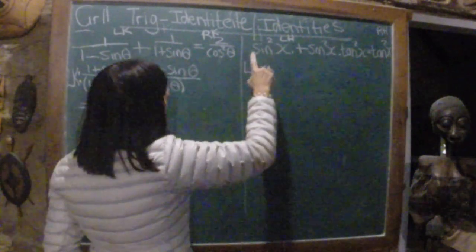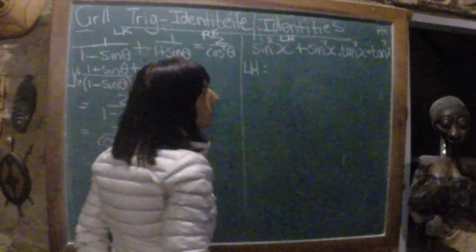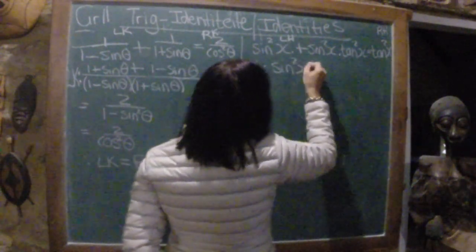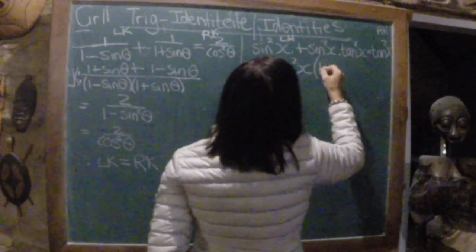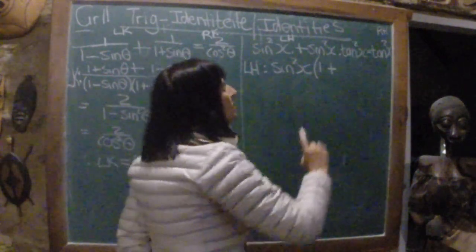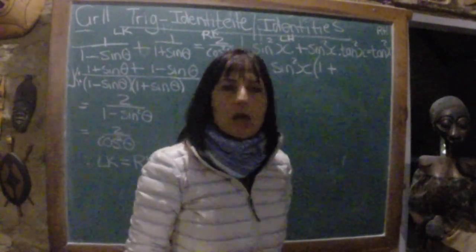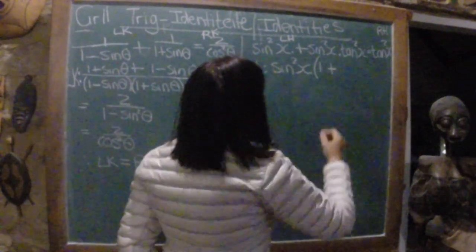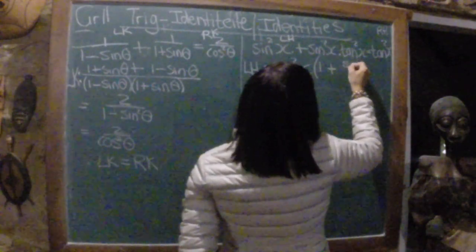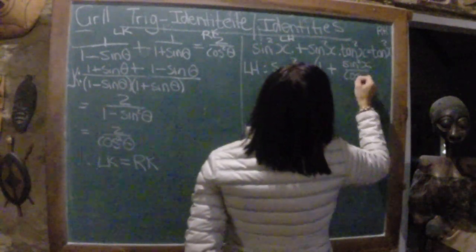I'm going to take basic algebra, take out a common factor of sin square x to get 1 plus, and now I can always change my tangent into sin on cos. Hoekom? Want dit is nie so dramatiese verandering soos 1 plus cos kwadraat nie. So kom ons gaan en ons verander hom na sin kwadraat x op cos kwadraat x.